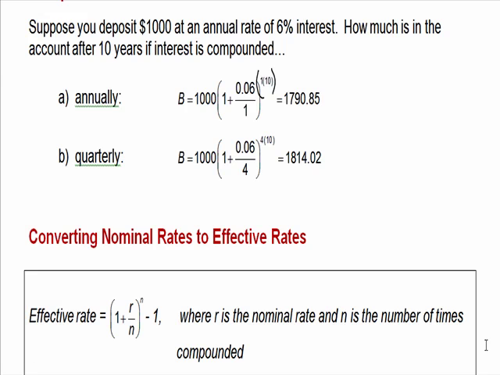I encourage you to make sure that you can do both of these in your calculator, even without doing the 4 times 10 is 40, making sure that you could do raised to the 4 times 10 and get exactly the numbers that I have. If you can't, you'll want to talk to me or somebody else about how to put this in your calculator.